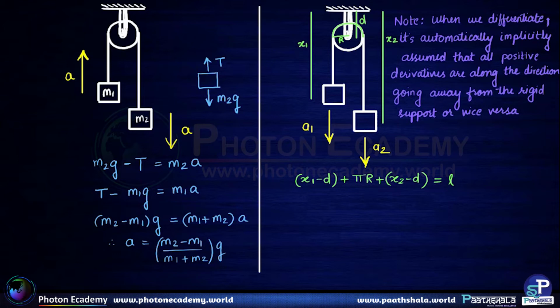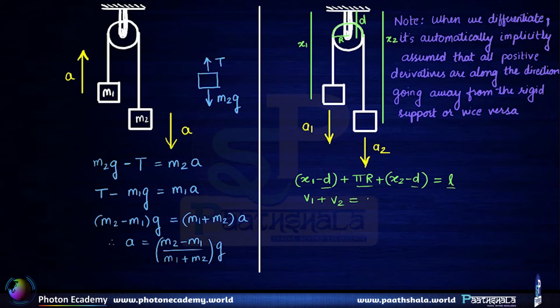Now when we differentiate, we get v1, the derivative of d, pi r, d and L are going to become 0. So we just simply get v1 plus v2 is equal to 0. v1 represents the velocity of mass m1, and v2 is the velocity of mass m2.